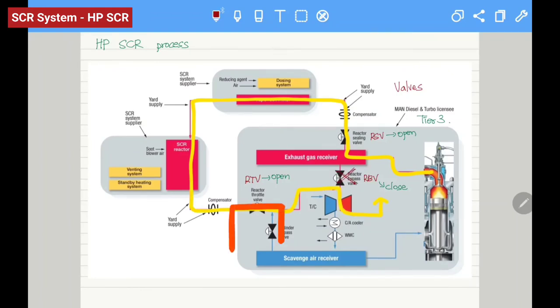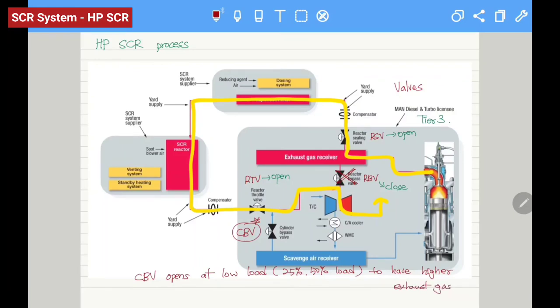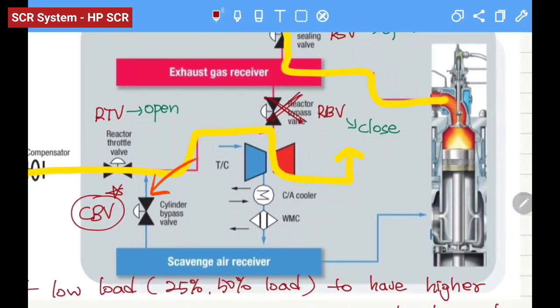Actually, we have one more valve here, the CBB valve. We need to open the CBB valve at lower load, such as 25-50% load, because we don't have enough temperature to have a chemical reaction, so we need to increase the exhaust gas temperature by opening the CBB valve. When we open the CBB valve, the pressure of scavenge air decreases. Then we have a higher temperature of exhaust gas after combustion.